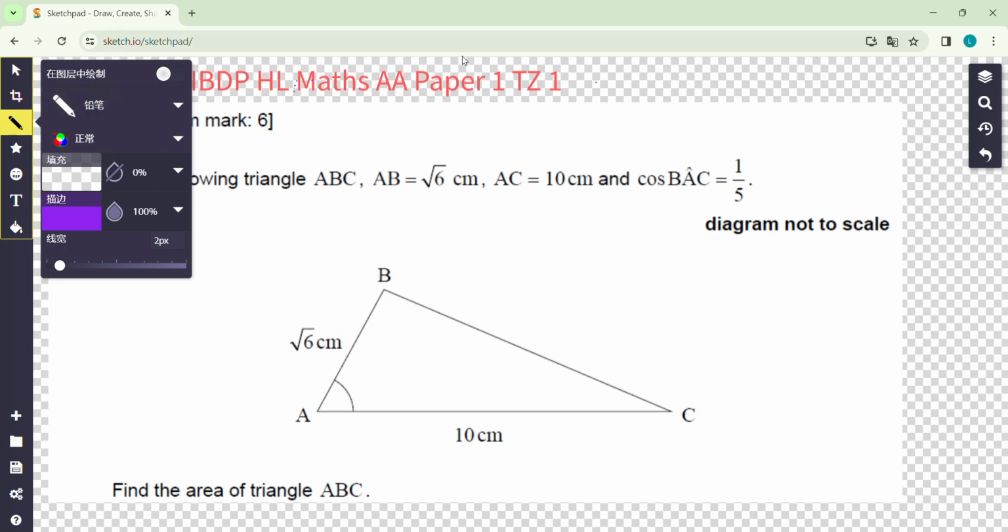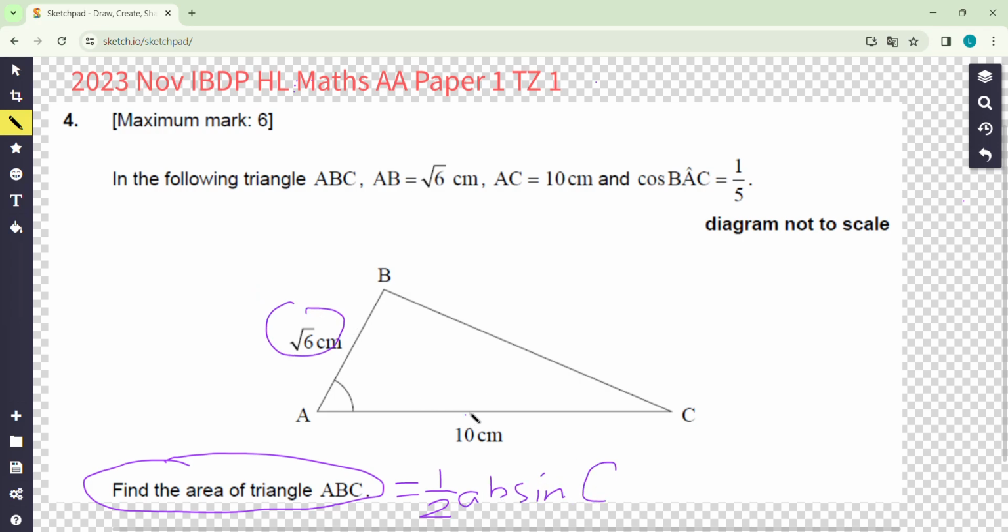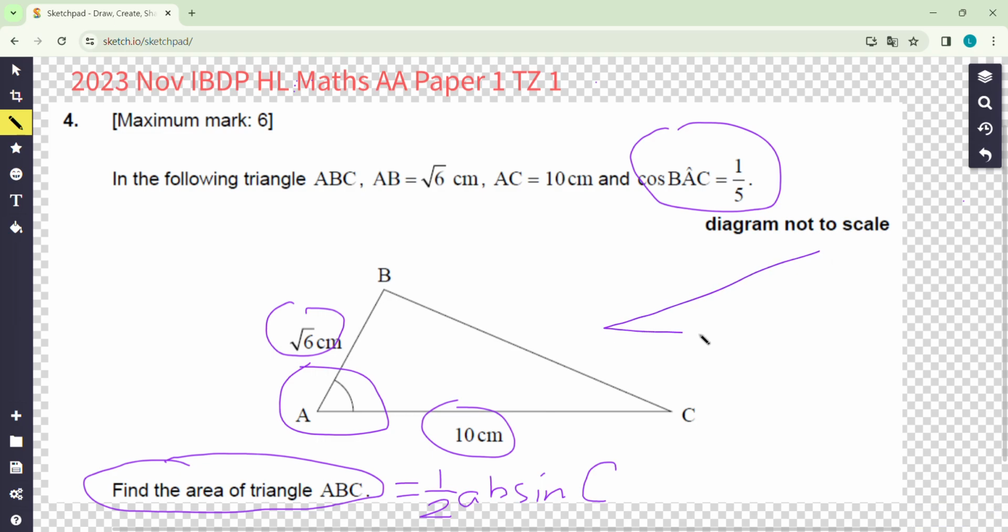Question number 4 is about finding the area of triangle ABC. So remember the equation: half AB sine C. So substitute the correct length and angle in, but unluckily cosine is given, so you need to change the cosine to sine. Easier, draw the right angle triangle out.